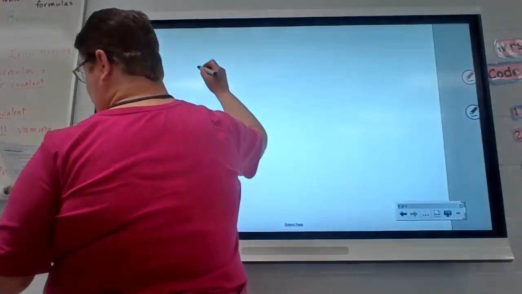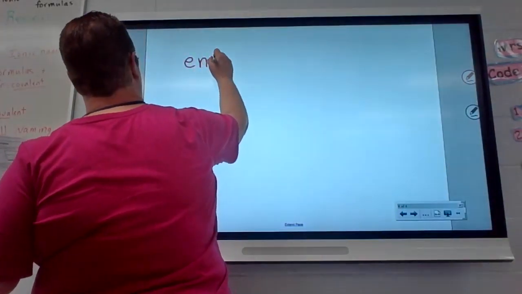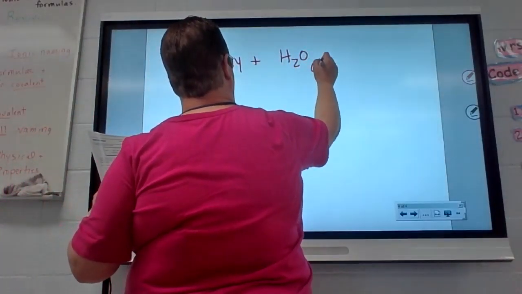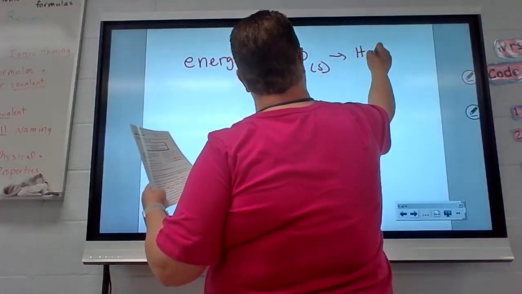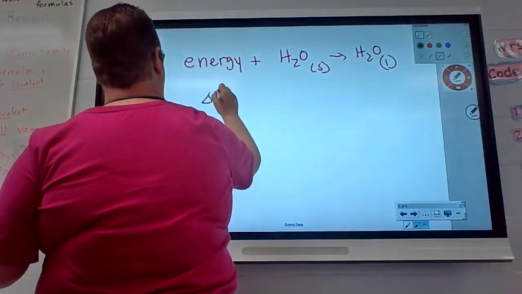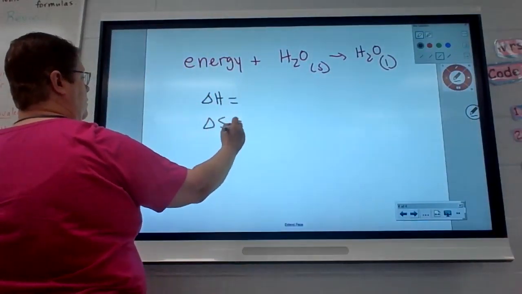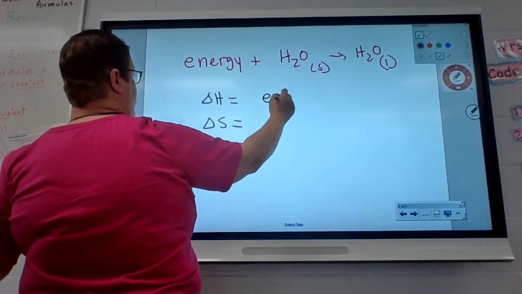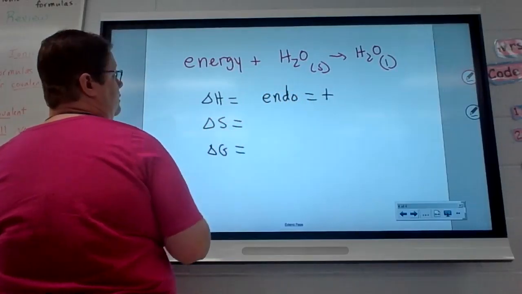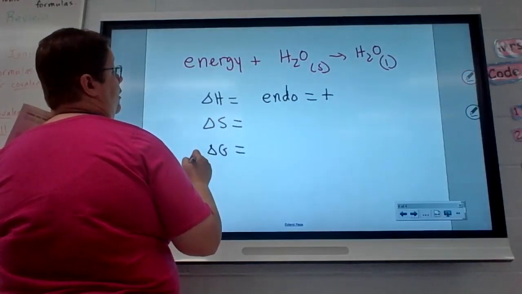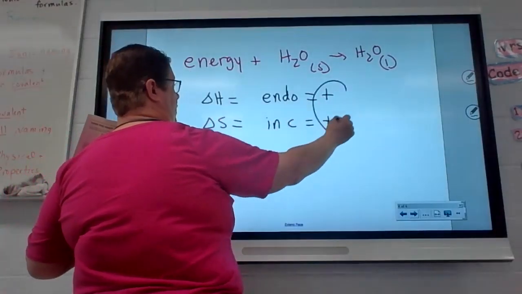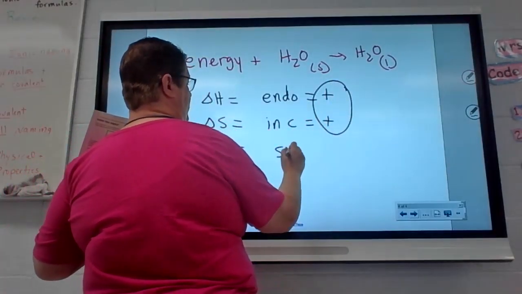So you have energy plus H2O as a solid goes to H2O as a liquid. So what is delta H? Endothermic. It's endothermic, so it's going to be what? All right, what can you tell me about delta S? It increases, so it's going to be what? Positive. Anytime they're the same, it's going to be sometimes.